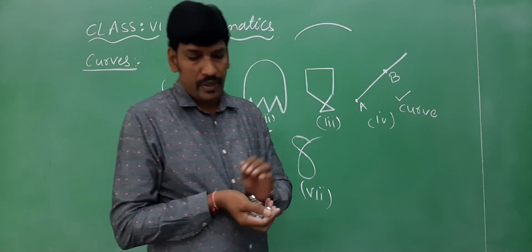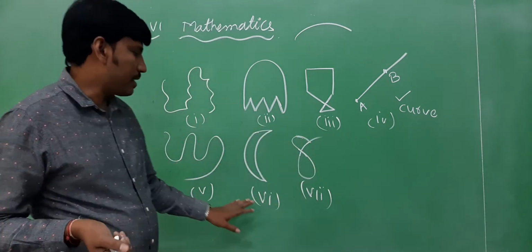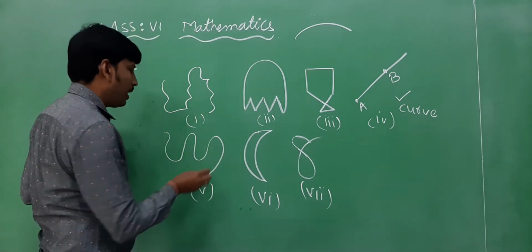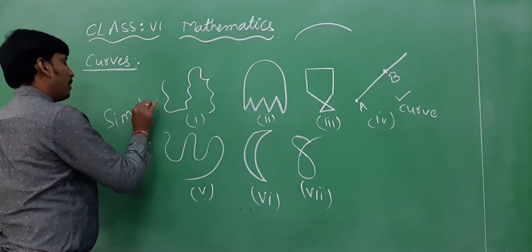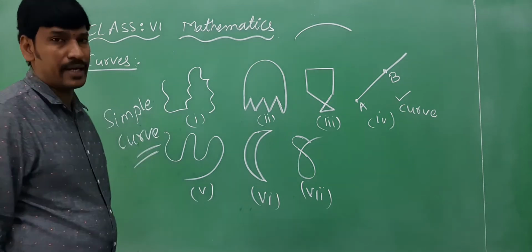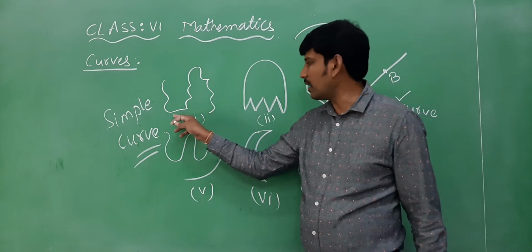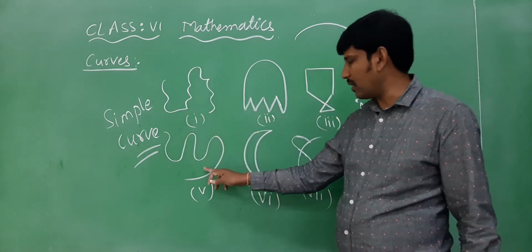But coming to figures number 1, 2, 5 and 6, these 4 are simple curves. What is meant by a simple curve? They never cross the lines. If you observe here, they never cross the lines. Here also they never cross lines. Here also never. Here also never.